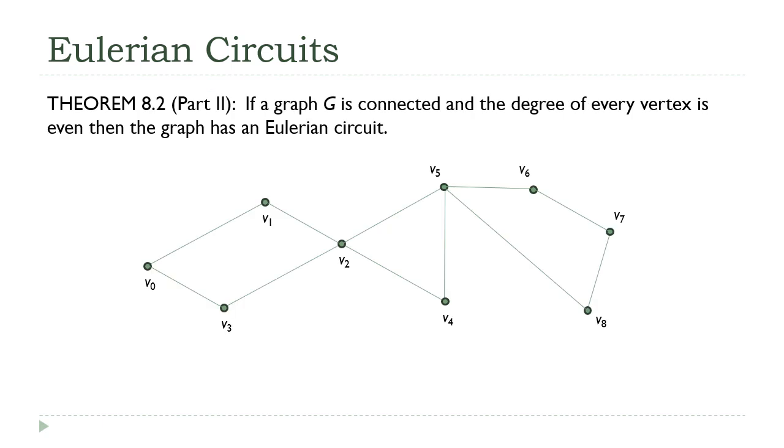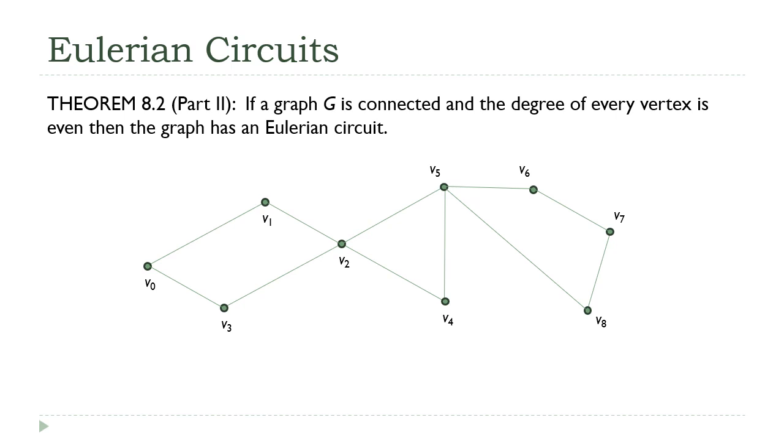So now we need to take a look at the converse. The converse says that if a graph is connected and the degree of every vertex is even, then that graph has an Eulerian circuit. So we're going to start with a connected graph that has those restrictions on the degree, and we're going to show that there's an Eulerian circuit in it.